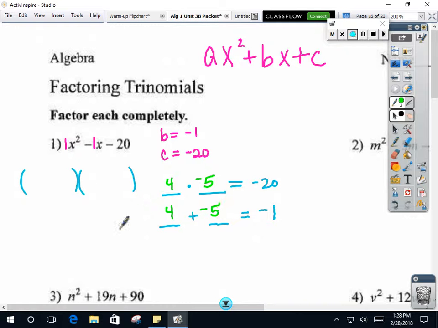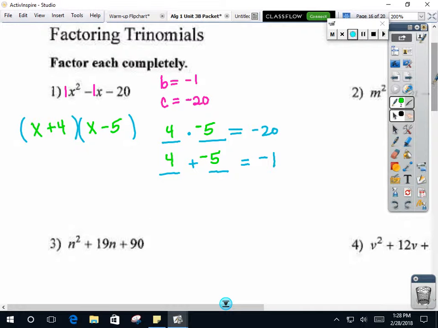So this is how you write the answer. X plus 4, because it's a positive 4, and x minus 5. Okay, go ahead and write that, and then I'm going to show you why that's the answer. Okay, so now I just want you to look. I don't want you to write anything. I just want you to watch, and I'm going to explain why these are the 2 factors for this trinomial.